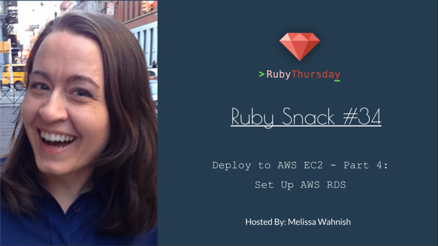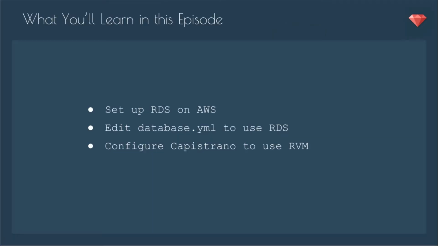This is RubySnack number 34, Deploy to AWS EC2 Part 4, Set up AWS RDS, Relational Database Service. In this episode, you'll learn how to set up RDS on AWS, edit the database YML to use RDS, and then configure Capistrano to use RVM. Lots of acronyms in this episode.